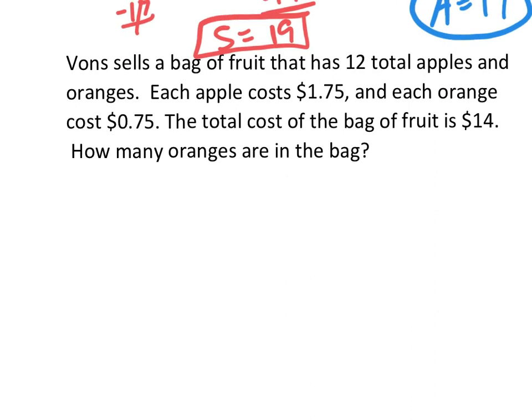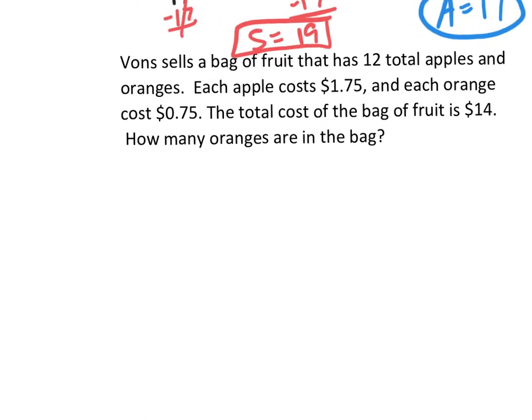It has 12 pieces of fruit, right, of apples and oranges. Each apple costs $1.75. Each orange costs 75 cents. The total cost of the bag is $14. How many oranges are in the bag?